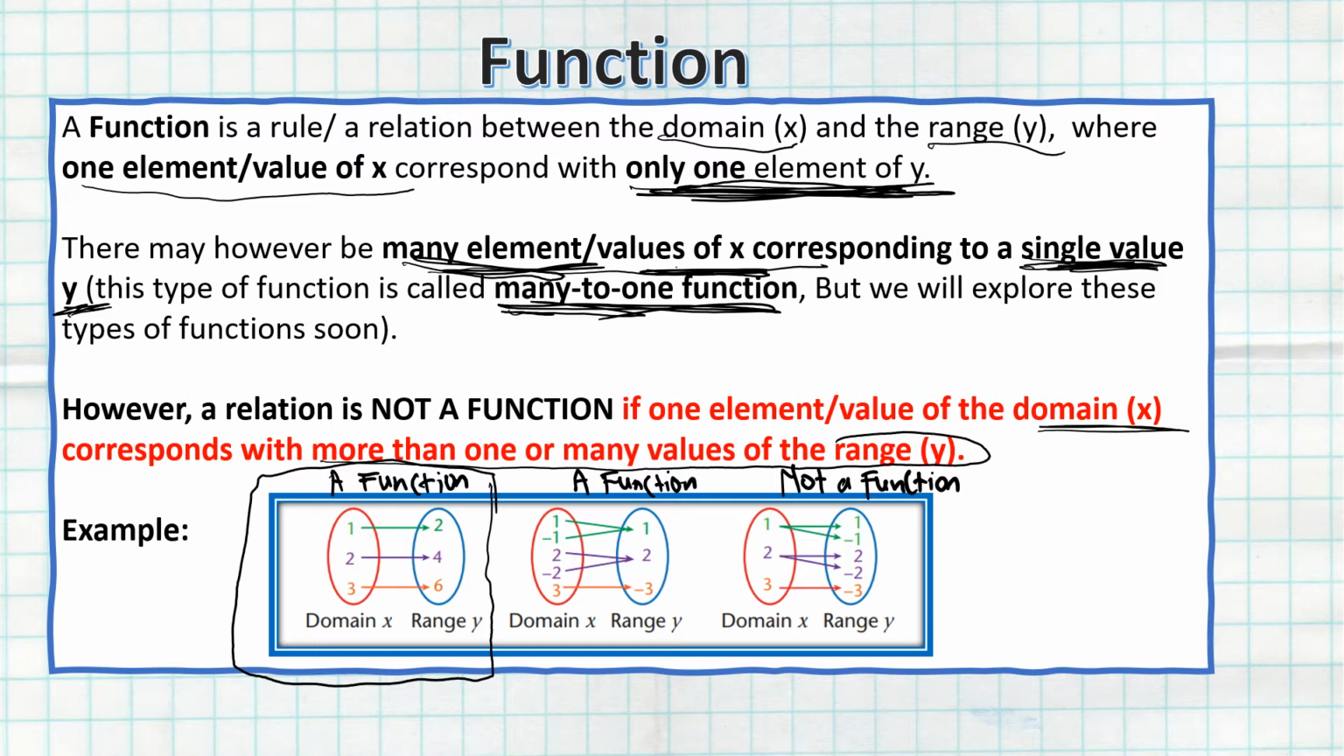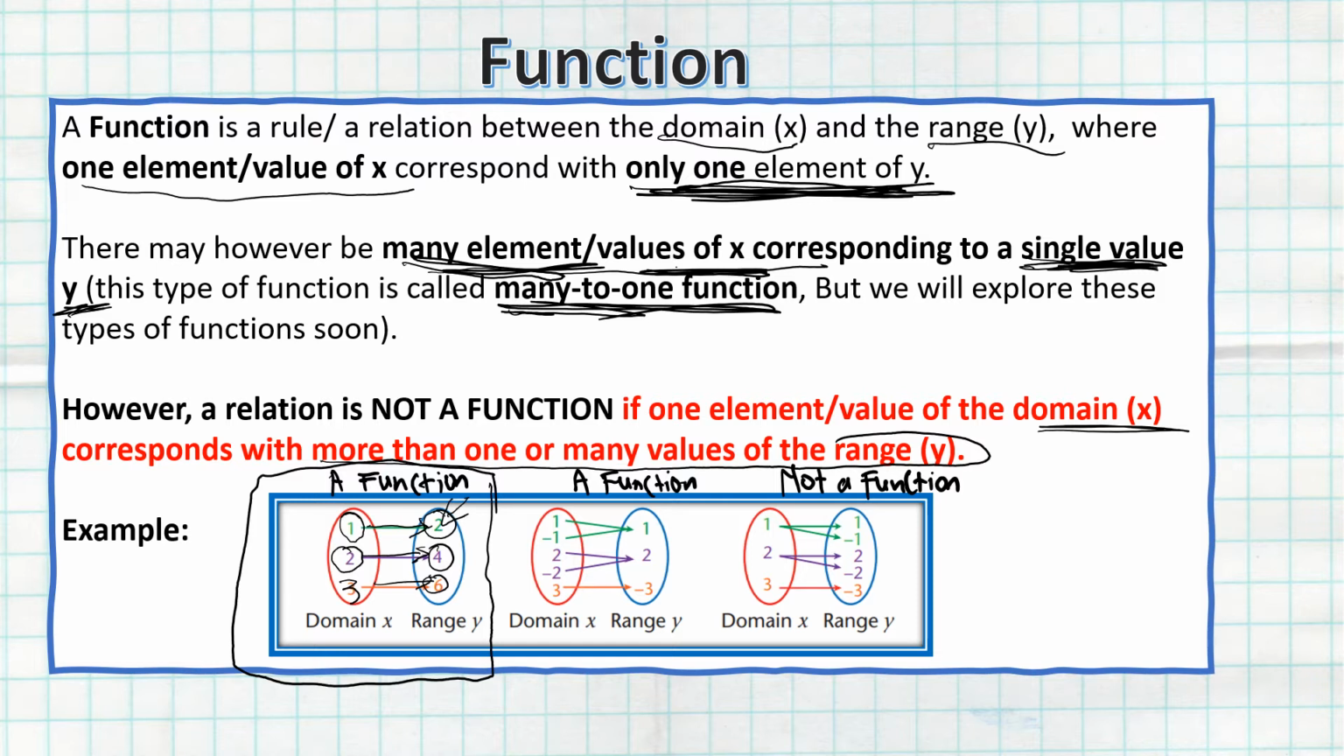And if you take a look, a single value of x is corresponding to a single value of y. 3 is corresponding to 6 in the range there. So you can see that this is a function. Why? Because there is only one value of y for each single value of x. We are not getting a single value of x corresponding to more than one value of y. So that one is a function, right?